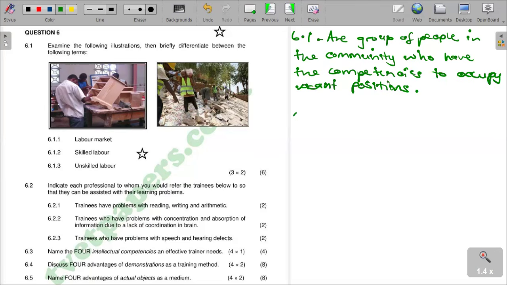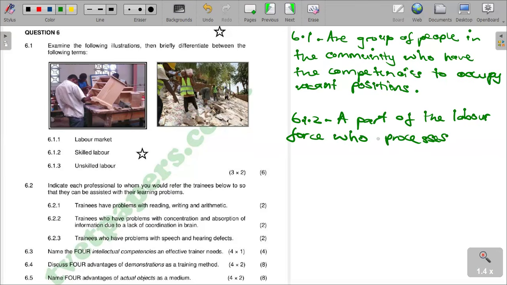Let's go to 6.1.2. Skilled labor. These are part of the labor force who possess specific or certain skills. That's what you call skilled labor force, to do the job, that they have been employed.